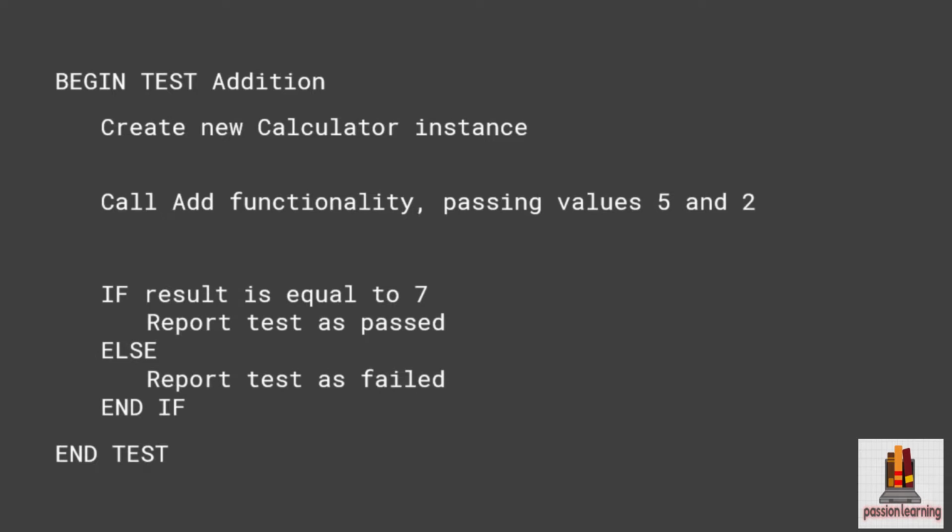Once we've executed the add functionality, we can compare the results that we got back from the calculator, and if it's equal to the expected result of 7, we can report this test as passed. But if the result is not 7, we report this test as failed. If this test fails, then the developer can go and look at the calculator code and determine what's wrong.